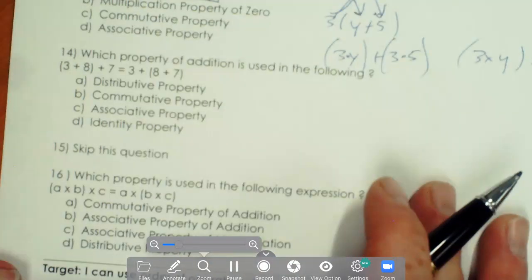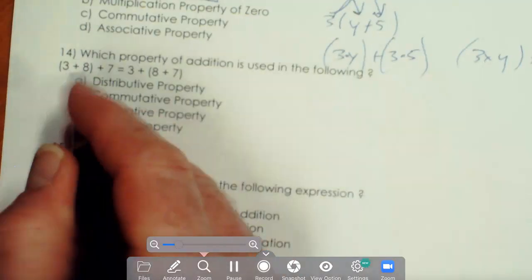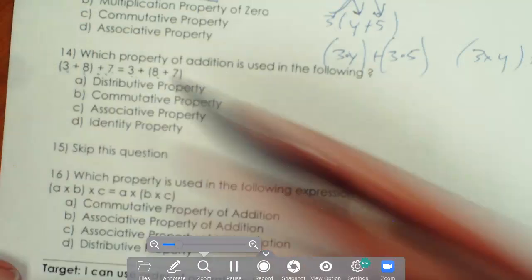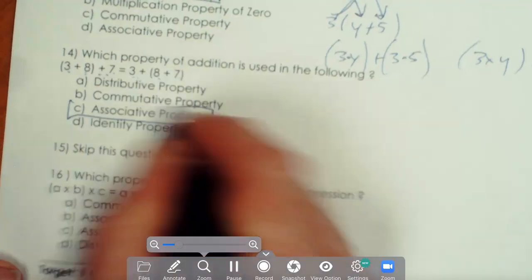Which property of addition is used in the following? 3 plus 8 plus 7 is 3 plus 8 plus 7. 3, 8, 7, 3, 8, 7. So the numbers are in the same order. All they've moved is the brackets. When you're just moving the brackets, that's the associative property of addition.